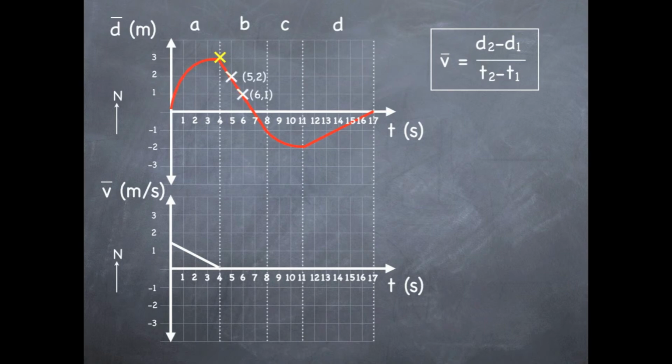For section B, you can plot 2 points. The first point, which is 5 seconds in, is 2 meters north, whereas the second point, which is 6 seconds in, is 1 meter north. All we have to do now is substitute those points into our equation and we get negative 1 meter per second. Note that I have chosen north as positive and south as negative. Therefore, our final answer is 1 meter per second south.